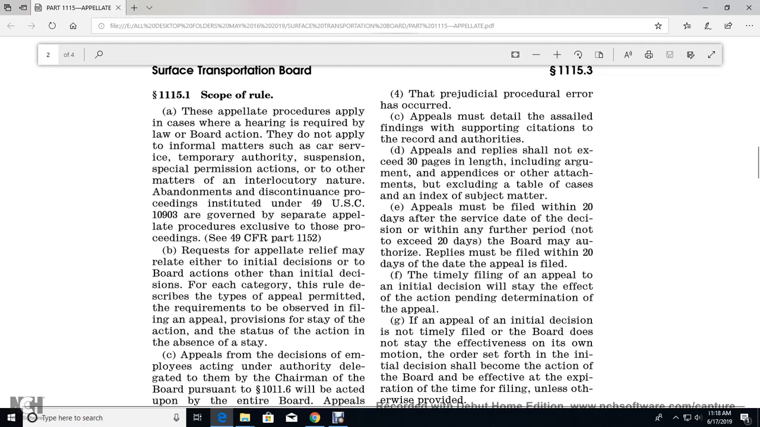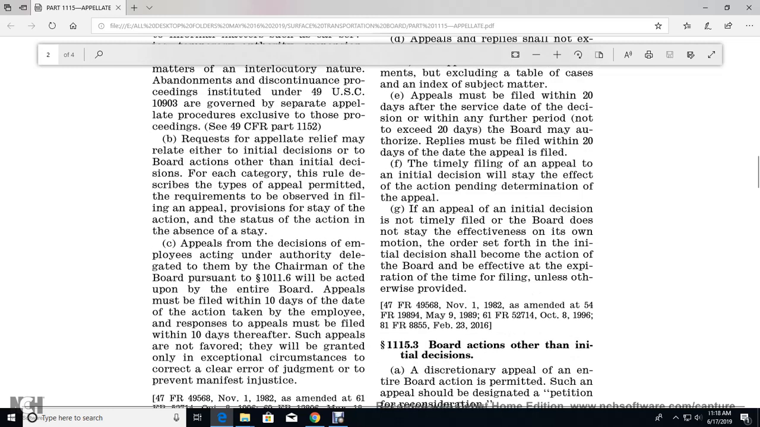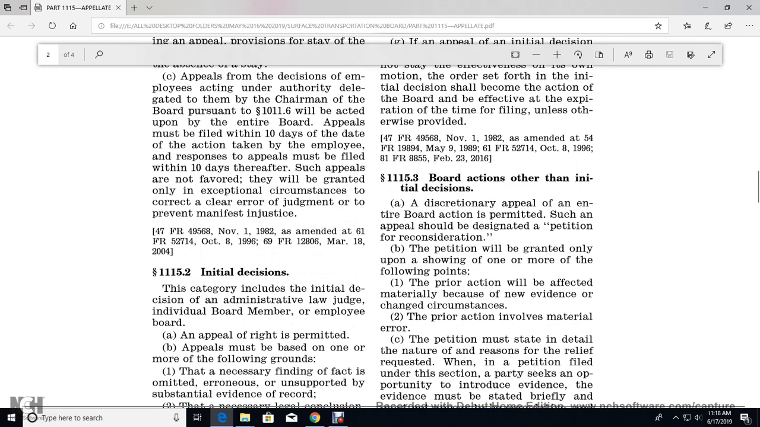The timely filing of an appeal of the initial decision stays the effect of the action pending determination of the appeal. If no appeal of the initial decision is timely filed with the board, and the board does not stay effectiveness on its own motion, the award set forth in the initial decision will become the action of the board, with the effective date at the expiration of the time for filing, unless otherwise provided.